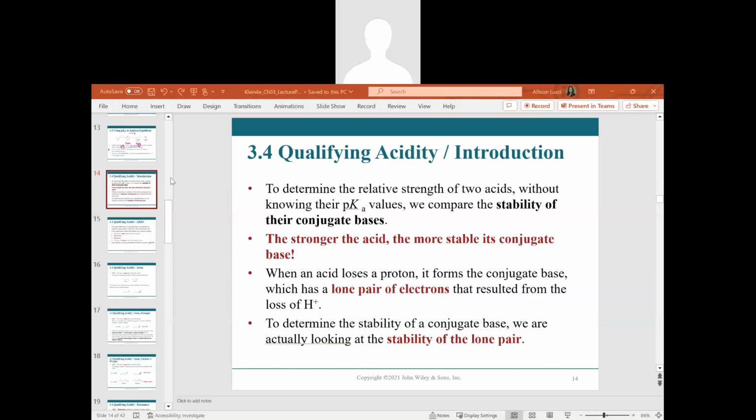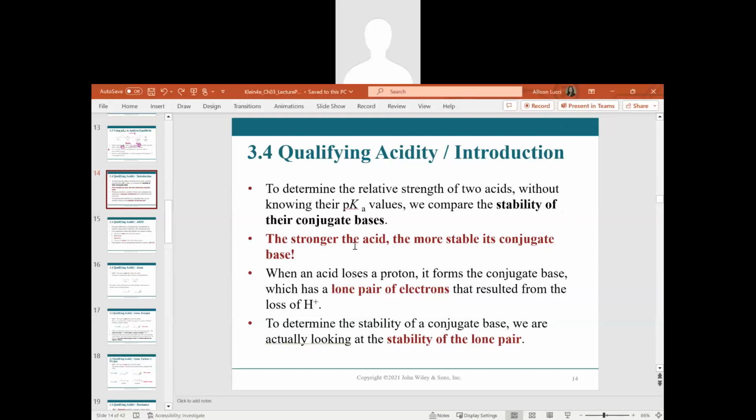In section 3.4, we're now going to look at how we can qualify acidity. Not so much quantify it with a numeric value, but just look at the stability of a resultant conjugate base after an acid loses a proton to determine the strength of the acid. So that's going to be our technique, and we're going to look at different ways of figuring this out.